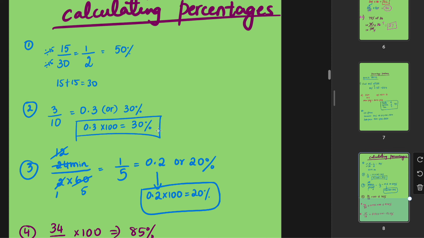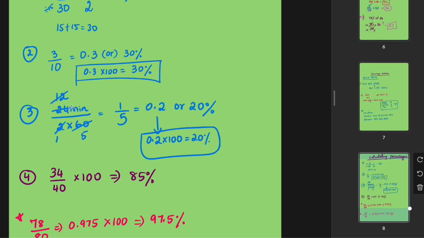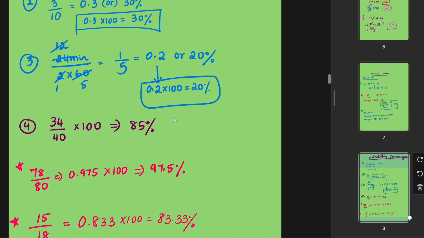Calculating percentages. So 3 over 10, all you have to do is make it 0.3, and then 0.3 times 100 is 30%. Just make sure the units are the same. If the numerator is in minutes, try to convert the denominator also into minutes. This is an example of 24 minutes and 2 hours. How much is 24 minutes when you compare it with 2 hours of time? 2 hours has 2 times 60 minutes, which is 120. If you put that in the calculator, you should get 20%.